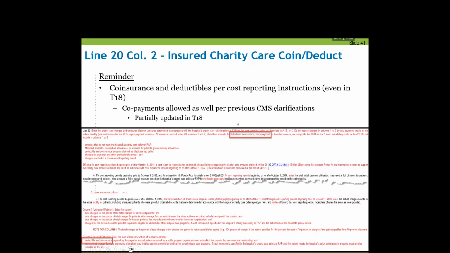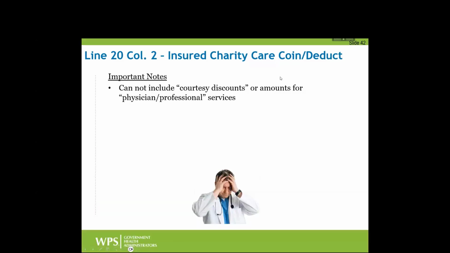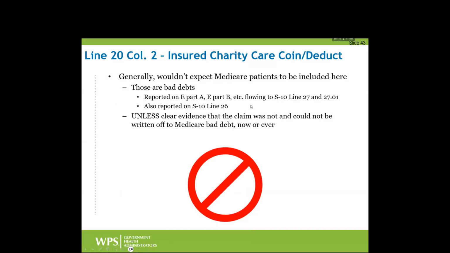Here's just a brief discussion of how they finally added copayment into some of the instructions. It was partially updated. Unfortunately, there are still places in the instructions where it just says deductible and coinsurance, but regardless, that's been pretty much clarified. All 3 are allowed. As before, we cannot include courtesy discounts or physician professional services.